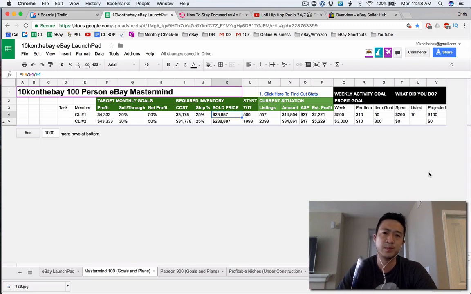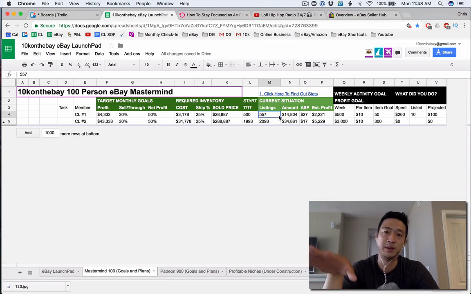Okay, so this document gives us an idea of the required inventory to reach your goals. So in my low-key Husky store, there's 557 items listed for $14,804, which is a $27 average sale price, which is pretty accurate, and $2,221 in estimated profit. Now, it is higher than this because that store is shifting towards charging for shipping, and this number doesn't calculate the shipping cost into it.